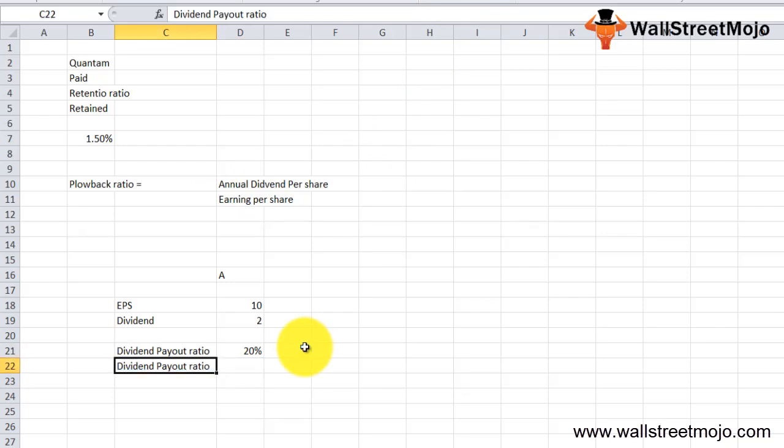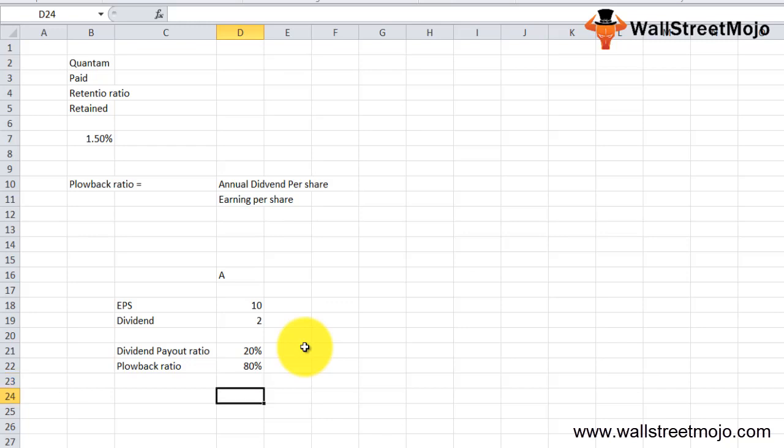So 20% is your dividend payout ratio. And if you want the plowback ratio, then you just need to do 1 minus 20%, which is going to be your 80%. This means that company A distributed how much? 20% of its income in the dividend and reinvested the rest back in the company. That is 80% of the money that was being plowed back in the company. So 80% is going to be your plowback.